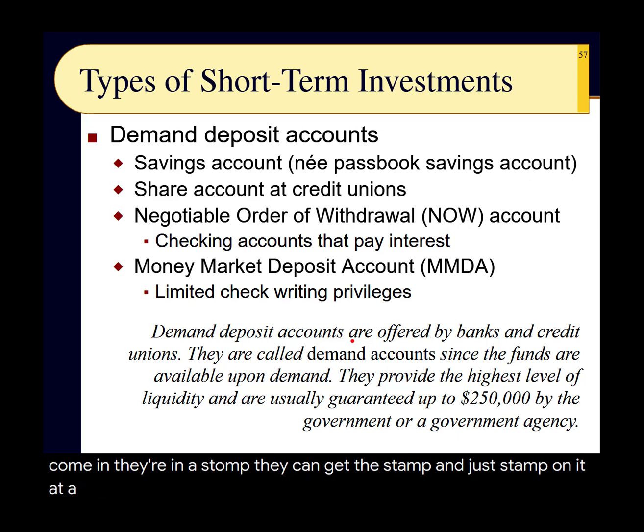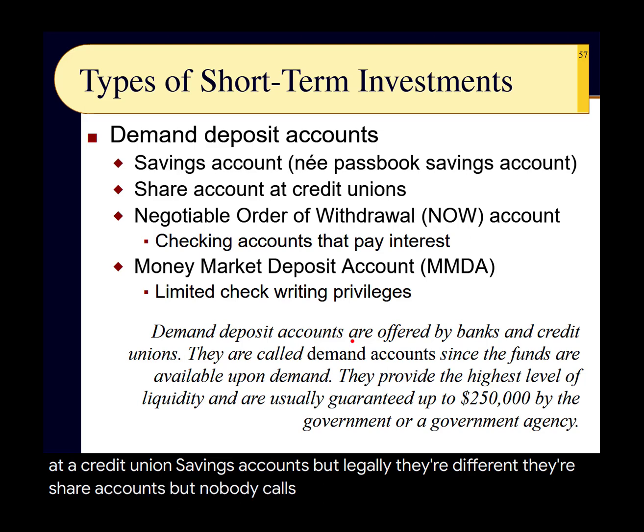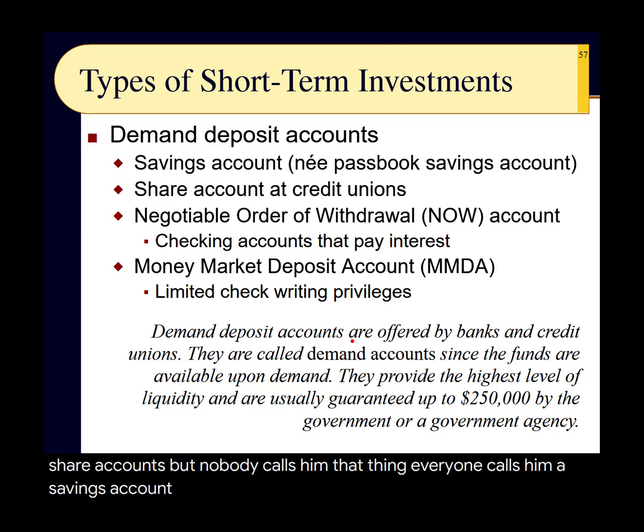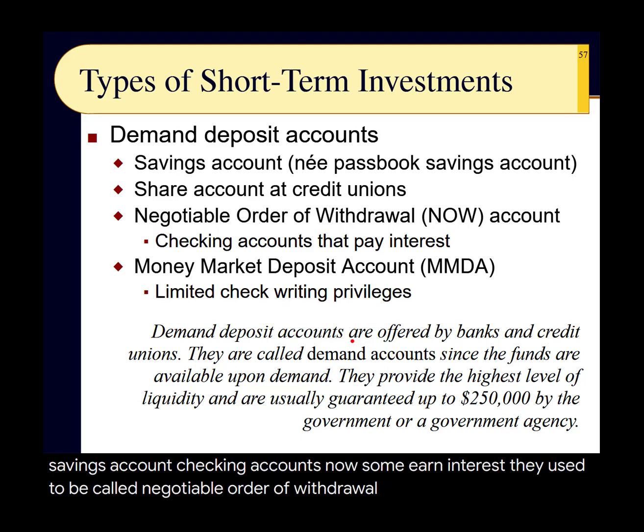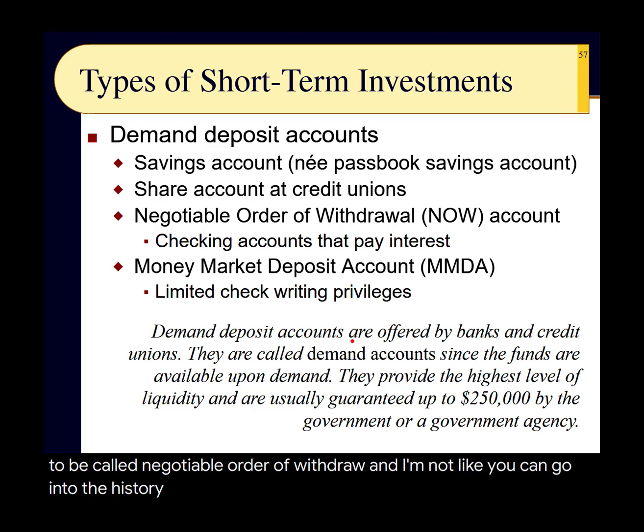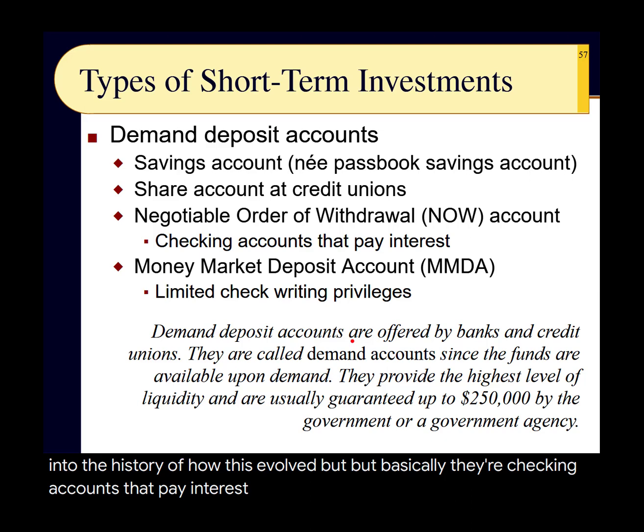At a credit union, they call them savings accounts, but legally they're different. They're share accounts, but nobody calls them that. Everyone calls them a savings account. Checking accounts now, some earn interest. They used to be called negotiable order of withdrawal, and you can go into the history of how this evolved, but basically they're checking accounts that pay interest, not very much.